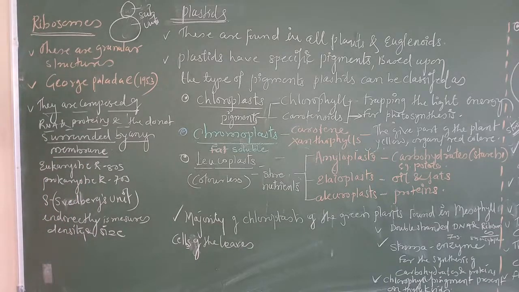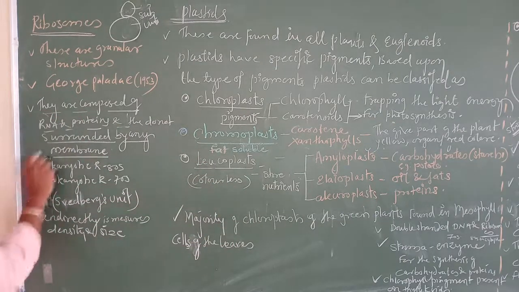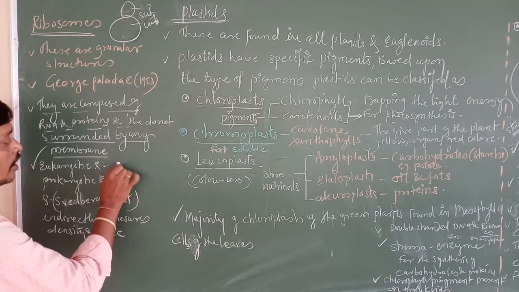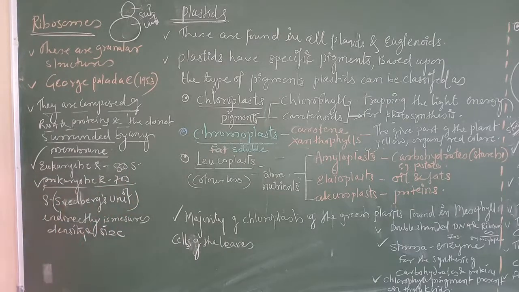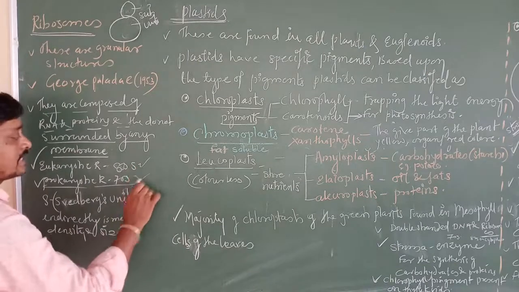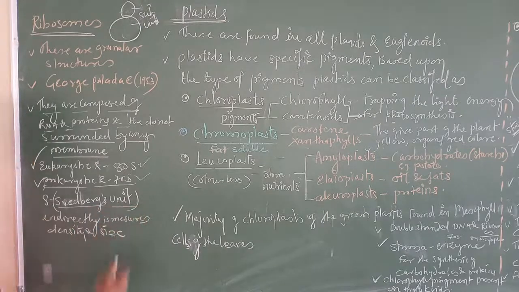And I told you the ribosomes are present in both kinds of cells, eukaryotic cells and prokaryotic cells. In eukaryotic cells they are about 80S, and in prokaryotic cells, ribosomes are 70S. And I have written here S. What does this S represent? It represents the Svedberg unit, and this Svedberg unit is used to indirectly measure the density and size of these ribosomes.